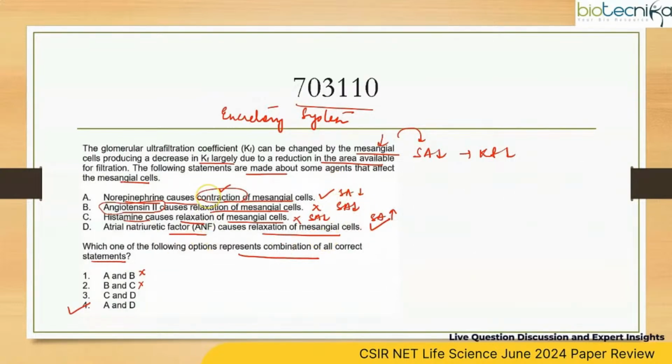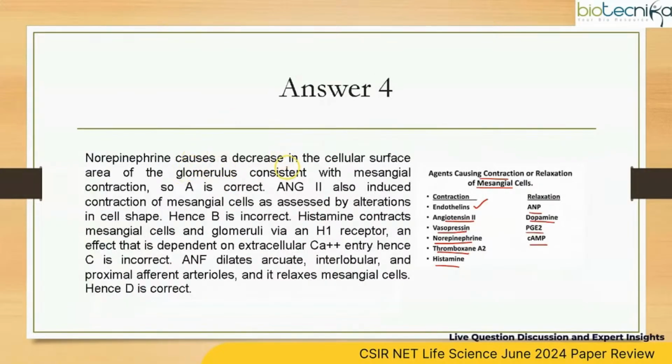Okay, so ANF will increase the surface area. Norepinephrine causes a decrease in cellular surface area of the glomerulus. That is consistent with mesangial contraction, so A is correct. Angiotensin 2 also induces contraction of mesangial cells, so B is incorrect. Histamine contracts mesangial cells and glomeruli via an H1 receptor, an effect that is dependent on extracellular calcium entry. So C is again incorrect.